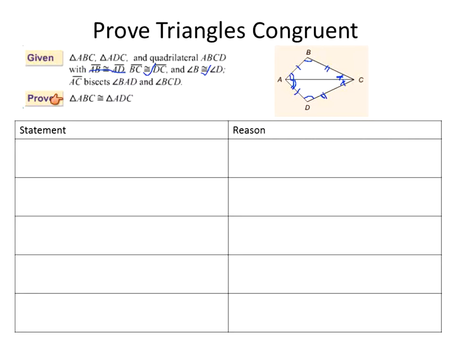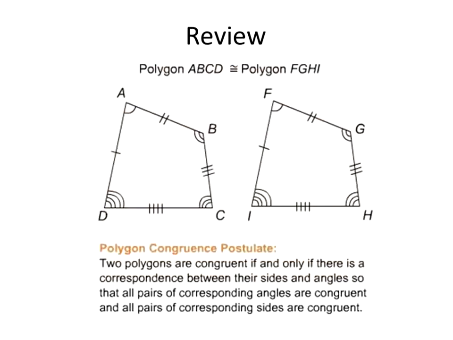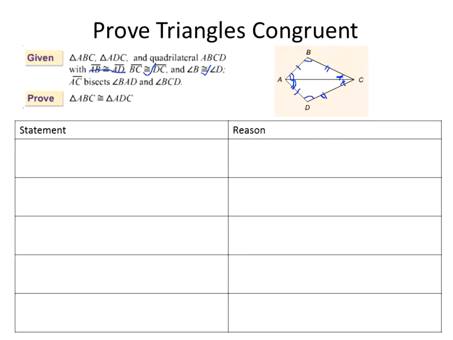Now, the thing it's asking us to do, it says prove triangle ABC is congruent to triangle ADC. So if we've got two triangles in there, triangles are polygons, and so that makes me think I need to go back to my polygon congruent. So I'm going to go back here. And it says two polygons are congruent if and only if all pairs of corresponding angles are congruent and all pairs of corresponding sides are congruent. So in order to say those two triangles are congruent, we have to have all the pairs of corresponding angles and all the pairs of corresponding sides being congruent, just like we did in the picture there. So let's go back.